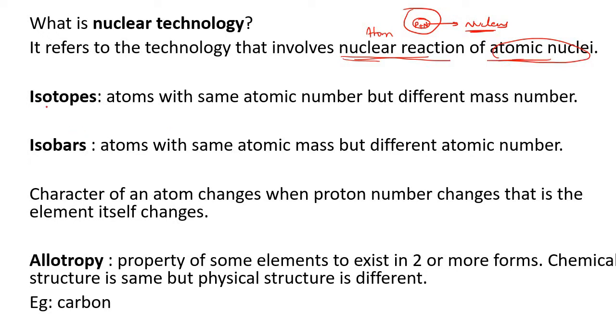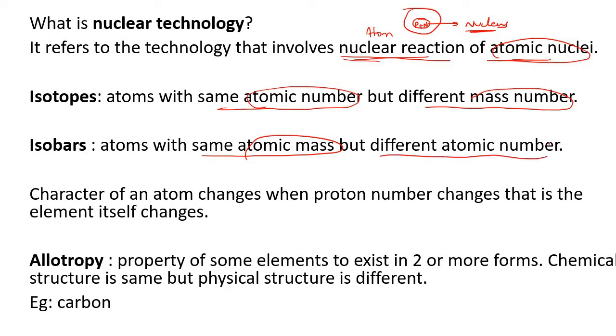So now let's see what are isotopes and isobars. Isotopes are atoms with same atomic number but different mass number, and isobars are atoms with same atomic mass but different atomic number. So first we'll see what are atomic numbers and mass numbers, then we can clearly understand what is isotope and isobar. Okay, let's see.